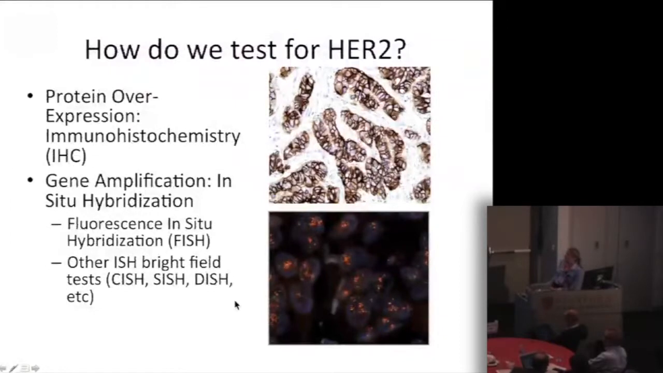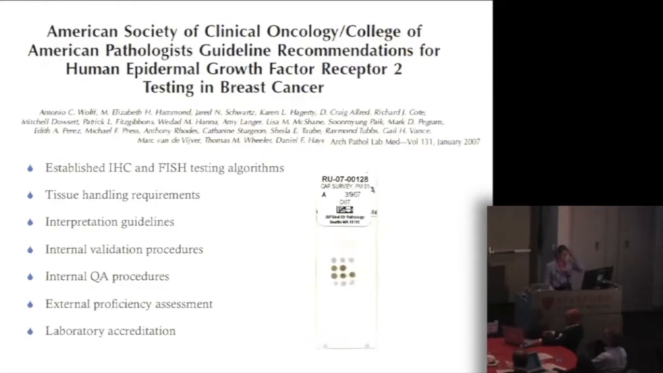And so quickly, how we test for HER2, there are a number of different mechanisms, but the most classic that we're using here in the United States today is immunohistochemistry, so looking for protein overexpression, and then fluorescence in situ hybridization or other-ish methods where you're looking at the gene amplification status.